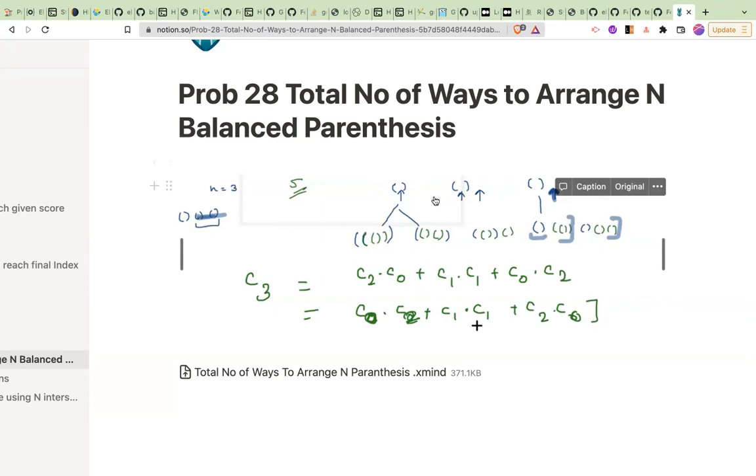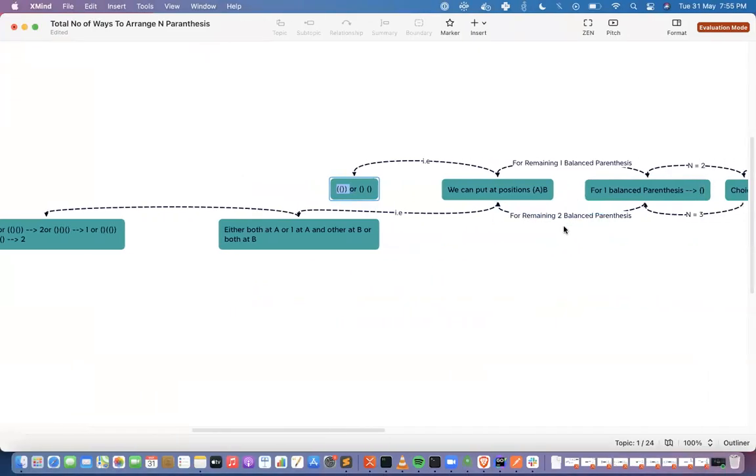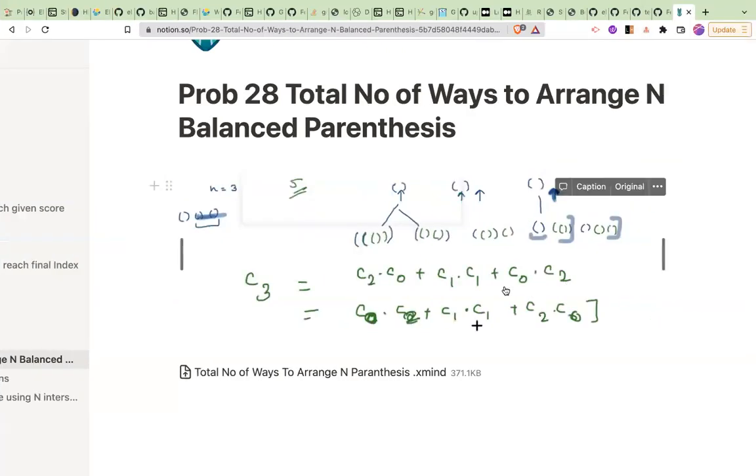From picking these remaining two balanced parentheses, from this result you have two combinations. From this result you have only one combination, and from this figure you again have two combinations at the outer layer. Is it making sense, guys?